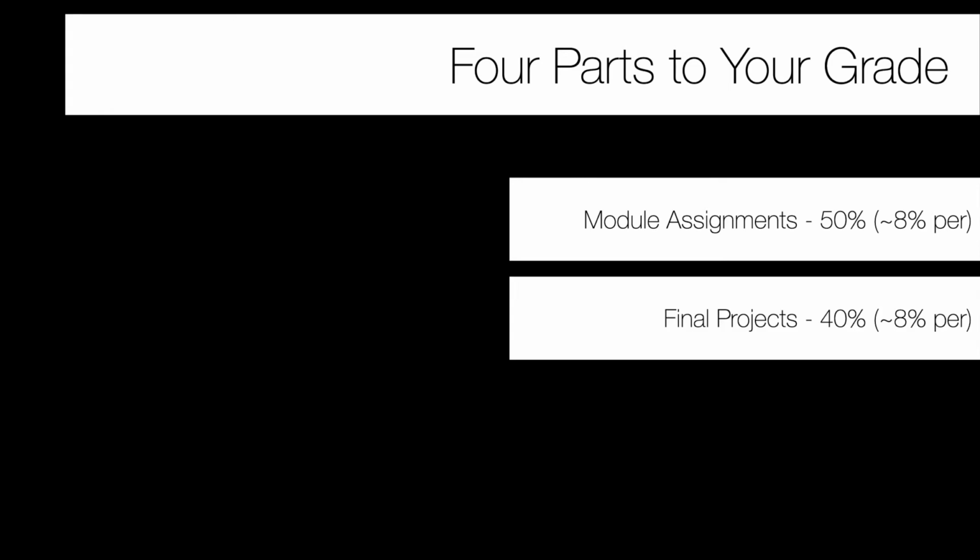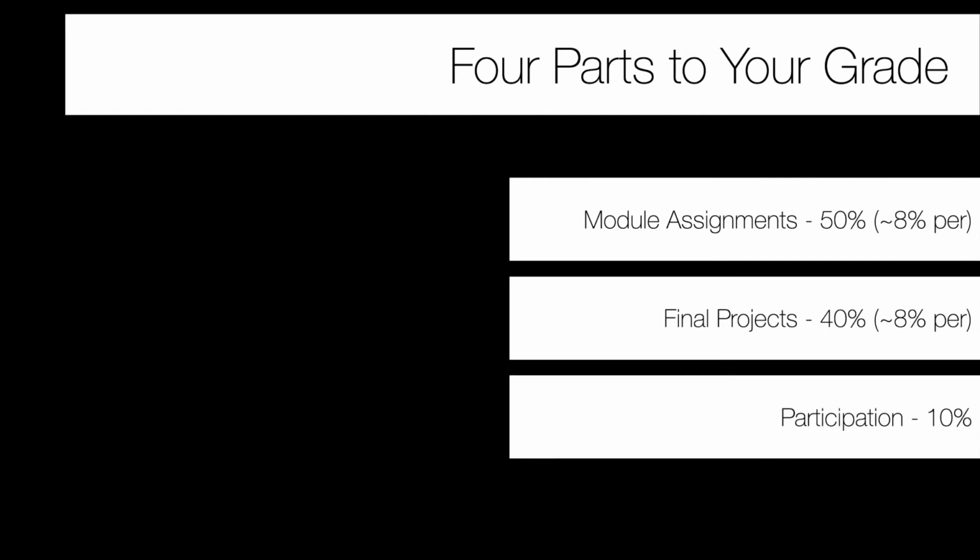Then your final project is 40% of your grade, again, spread out over 5 different categories, or 5 different elements to the final project, which we'll talk about in a minute. And then 10% is about participation.